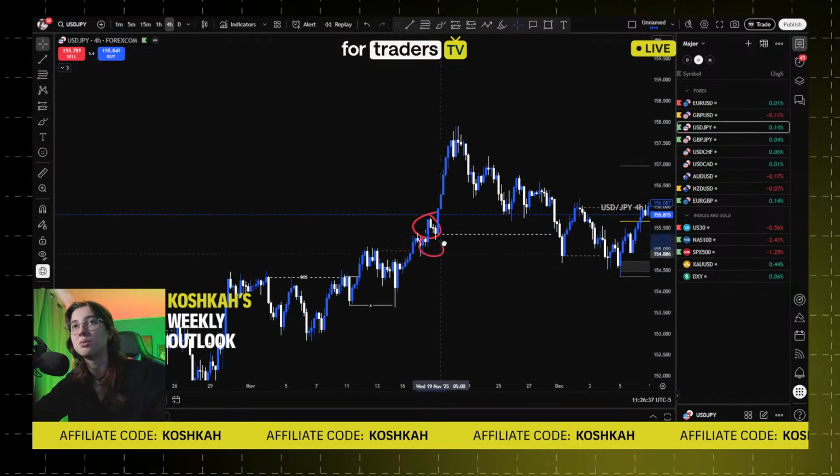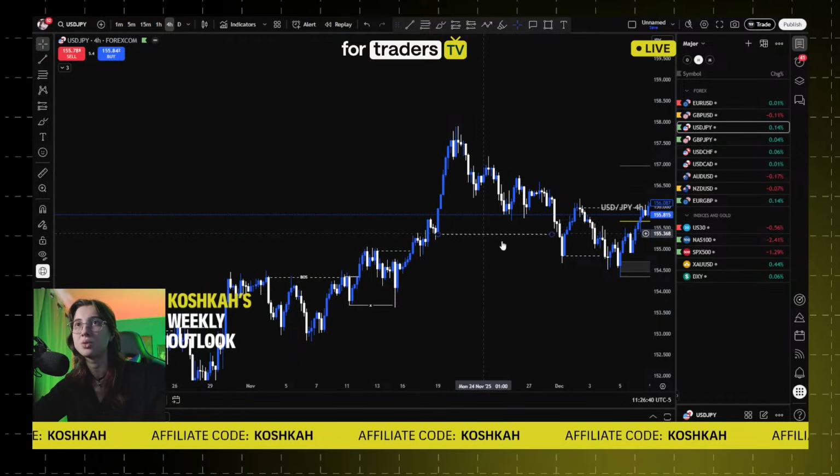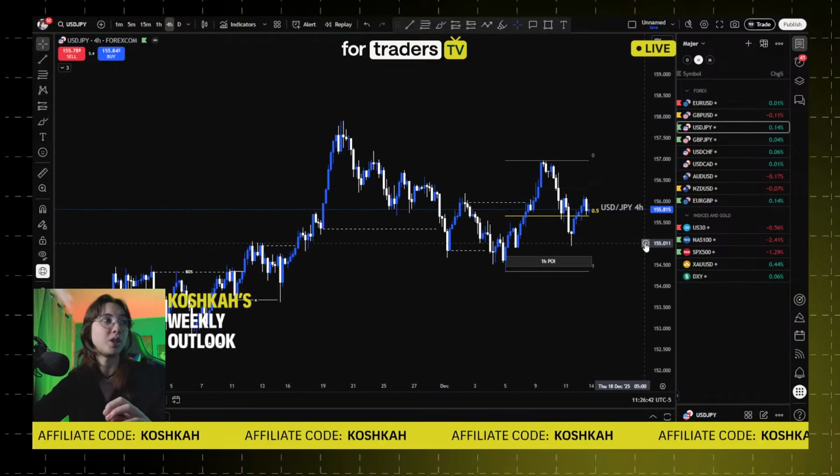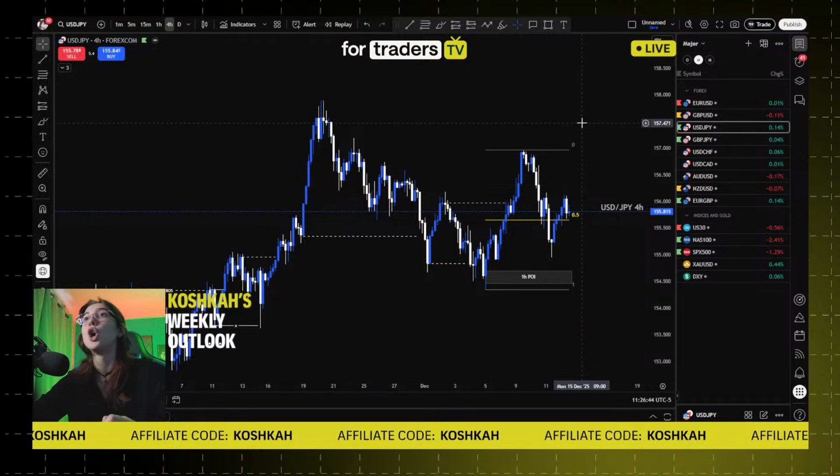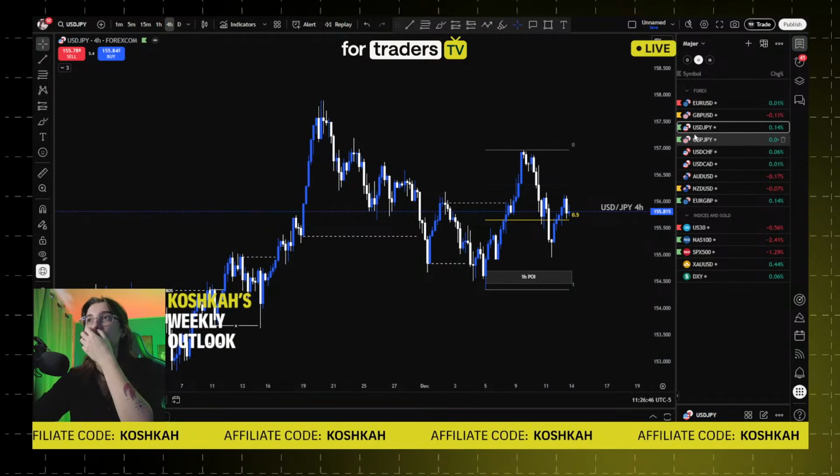I mean, not really this one, but this one, yes. So we can identify some ranges inside right here. Okay, so yeah, that's pretty much it for USD JPY.